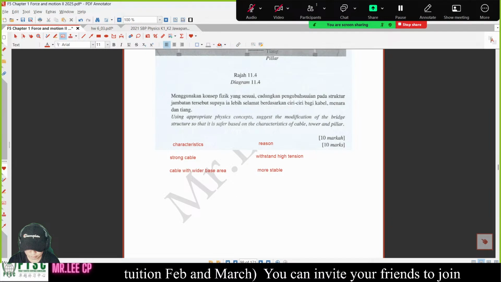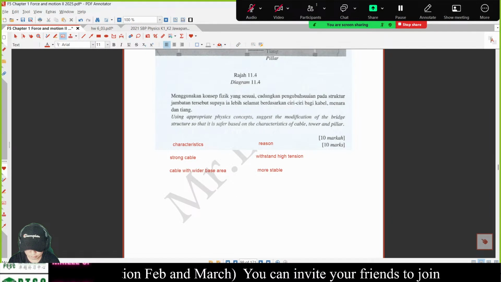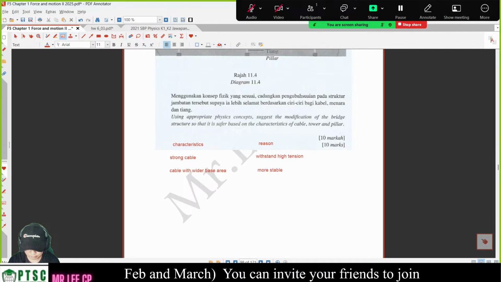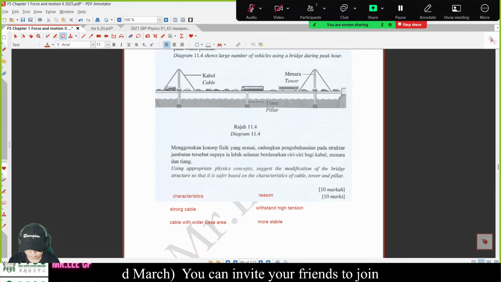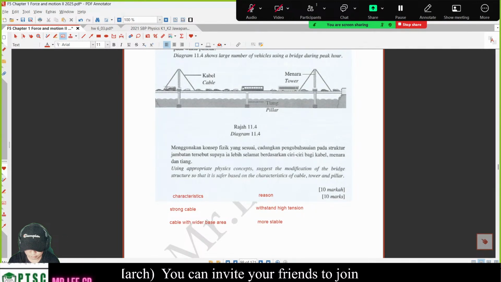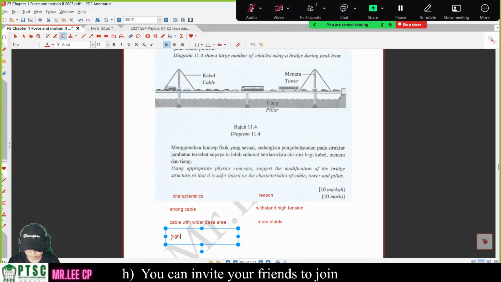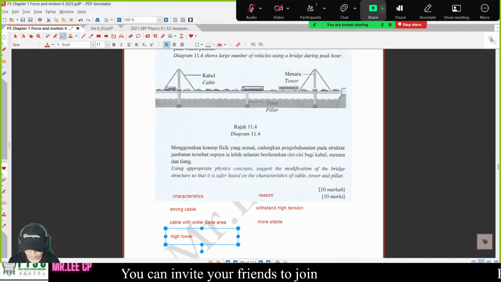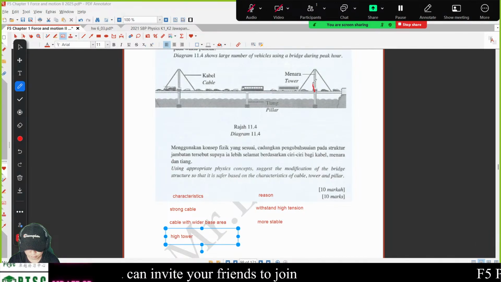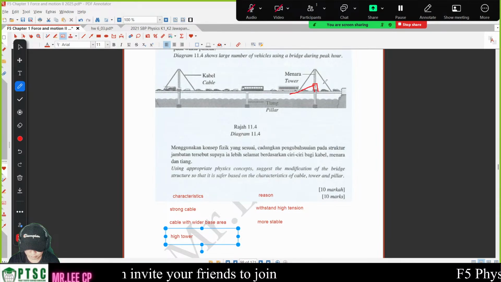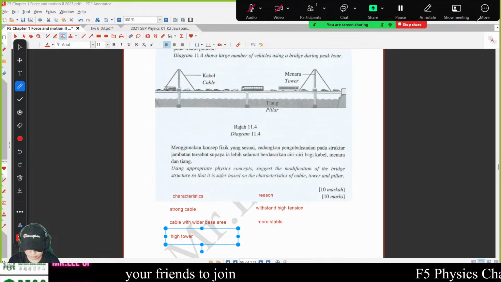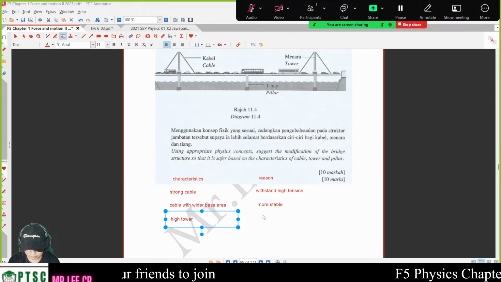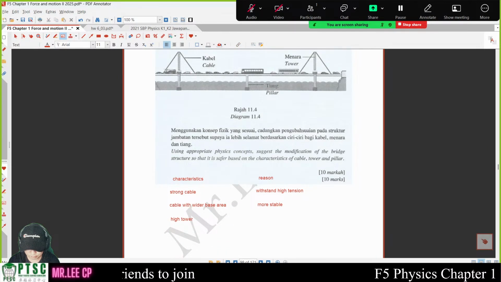More stable. So I talked about cable already. Cable characteristics, so I put more. Right, put more. Okay. Tower. This tower, I think it has to be high. High tower. So if the tower is so short, can it tahan? Cannot, right? So high tower.